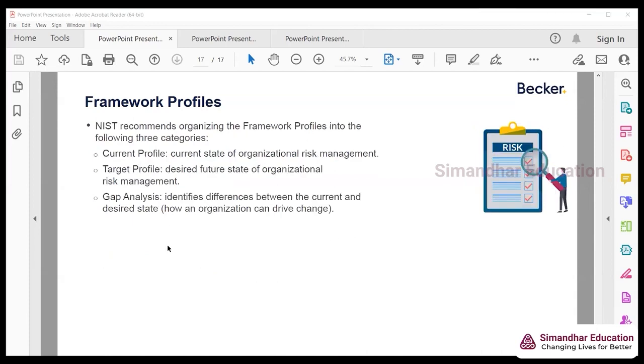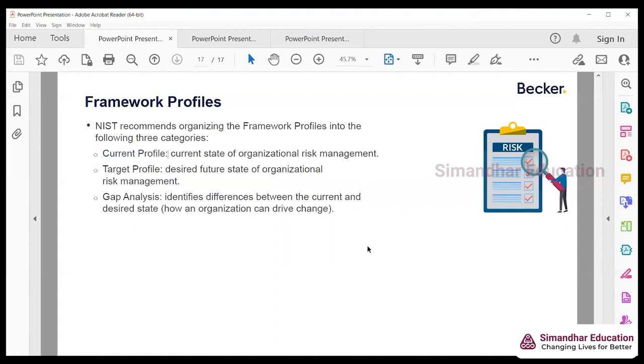So there are three types of profiles. Three categories are there. Current profile. This is very simple. I think this is the simplest thing that we'll be doing between yesterday and today. Current profile: what is the current risk management profile? Target profile: what we want to do, where we want to be. And gap analysis: how we can achieve that target.